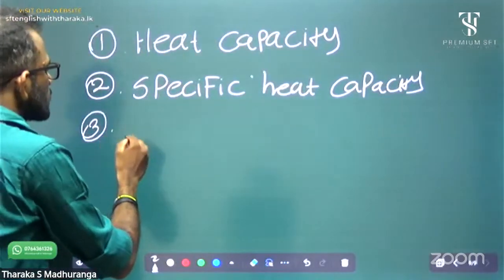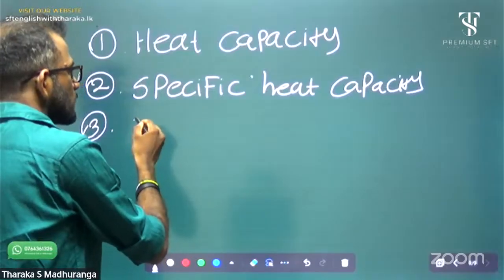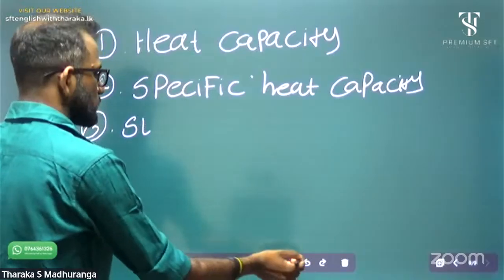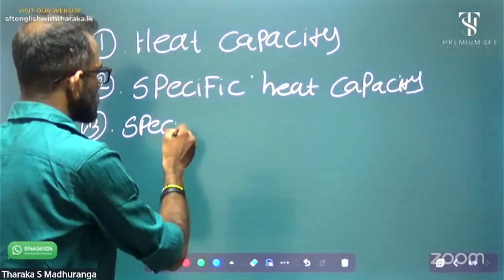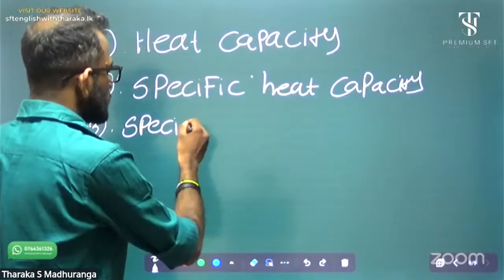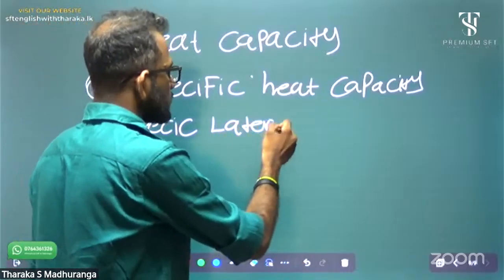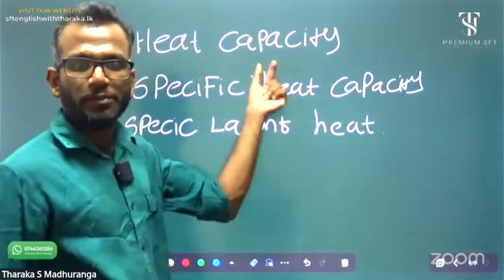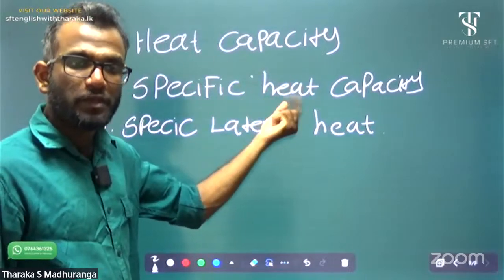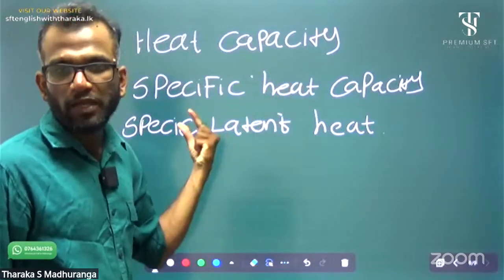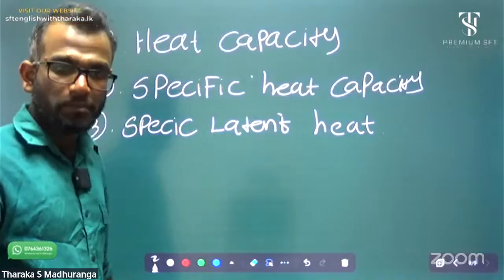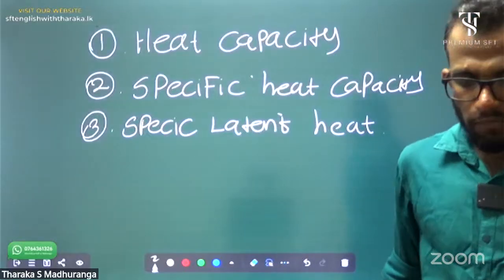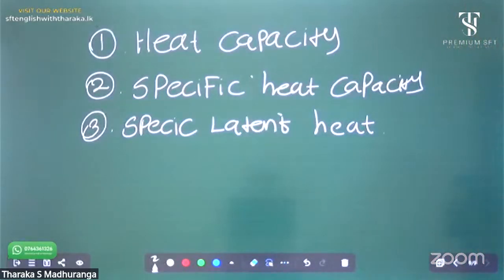The third one, what is this third one? The specific latent heat. You should have a full idea of the meaning of heat capacity, the meaning of specific heat capacity, the meaning of specific latent heat, and what the differences between them are. What's the meaning of heat capacity? What's the definition of heat capacity? Do you remember?